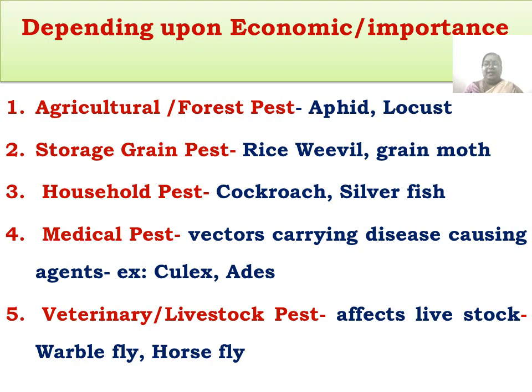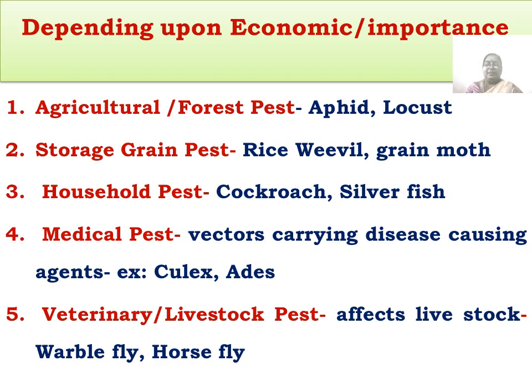Depending on the economic loss caused by the insect pest, or the loss caused to household things, or the injury caused to the livestock, there are several types of insect pests. Agricultural pests or forest pests like the aphid and locust. Storage grain pest like rice weevil and grain moth. Household pests like cockroach, silverfish and termites.